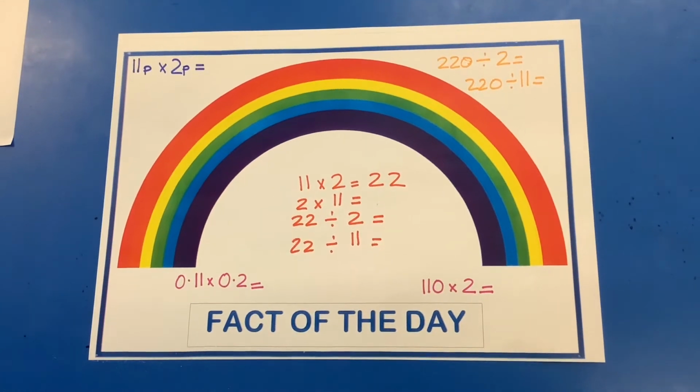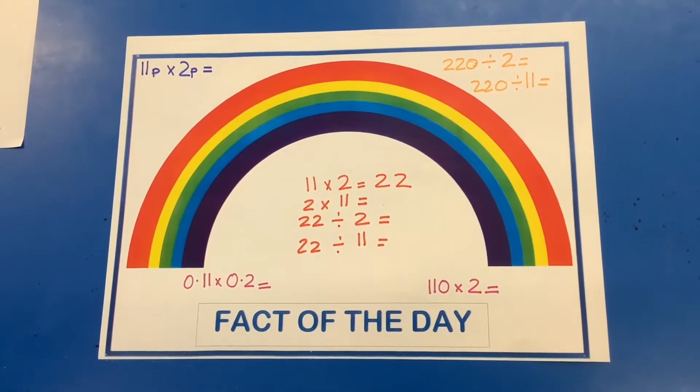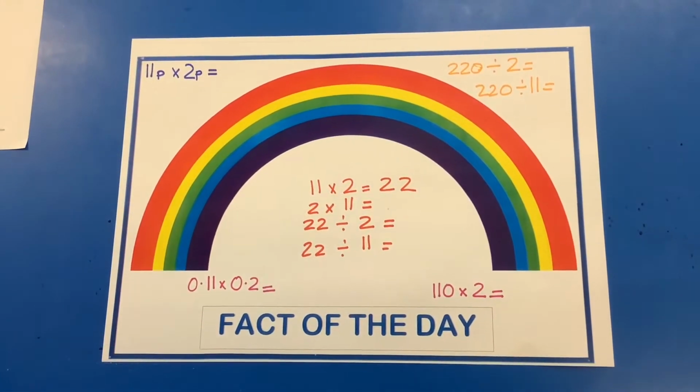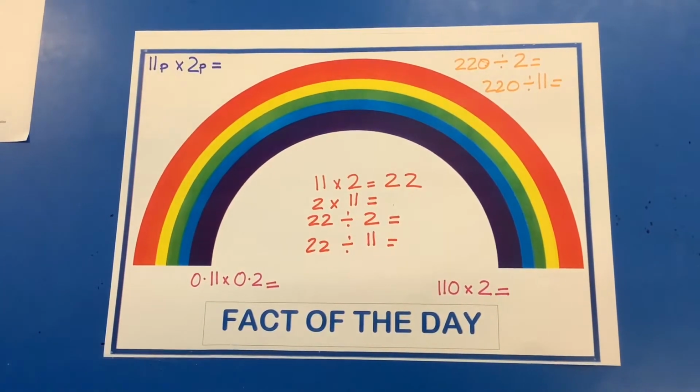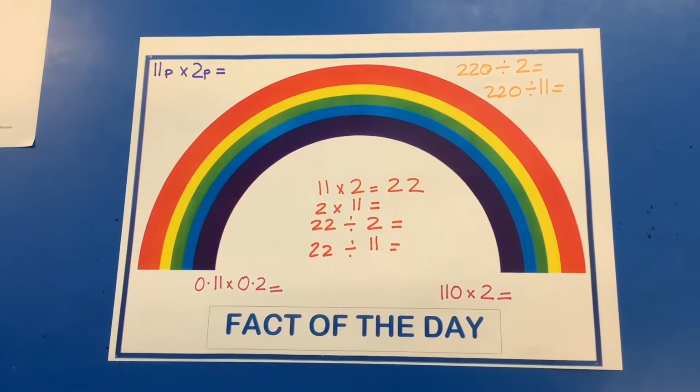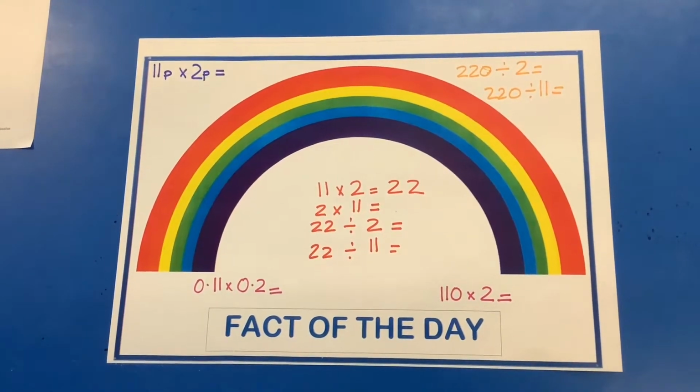So here's today's Master of Maths fact. It's 11 times 2 equals 22. Again, I've started you off with some facts, but I know you'll know lots more than that. So have a go at these ones and see which ones you can add.